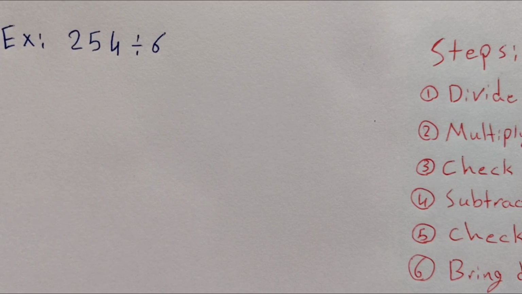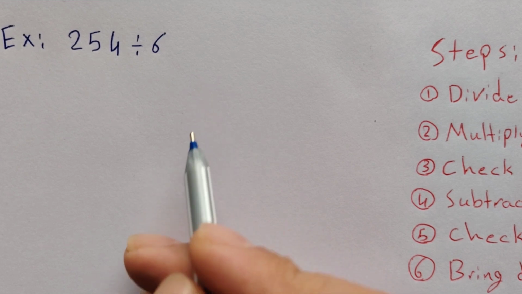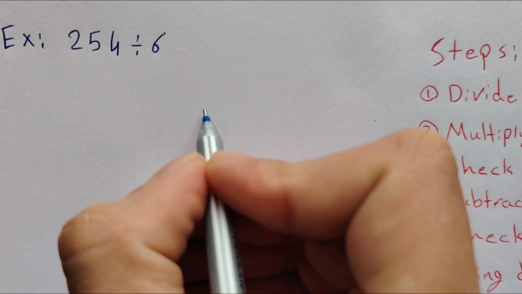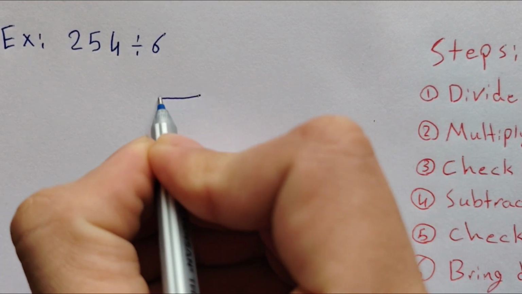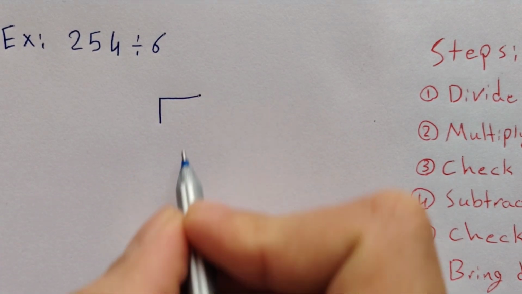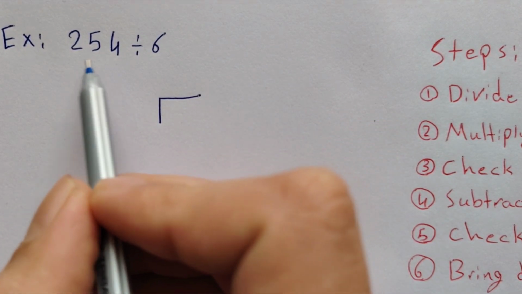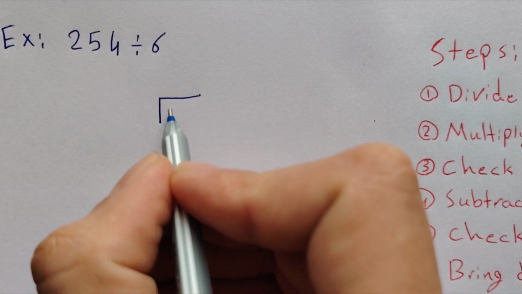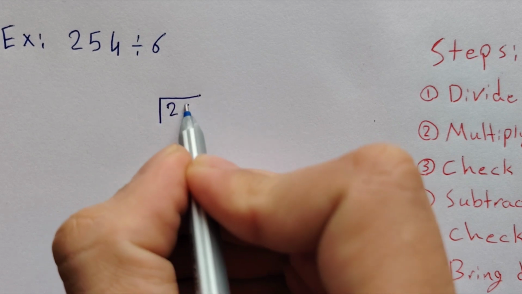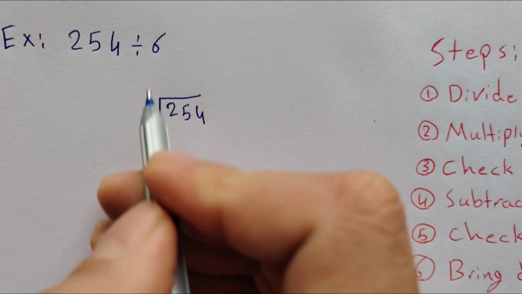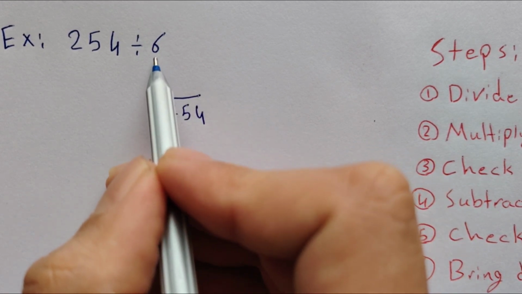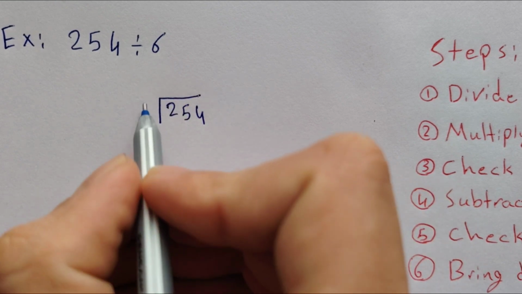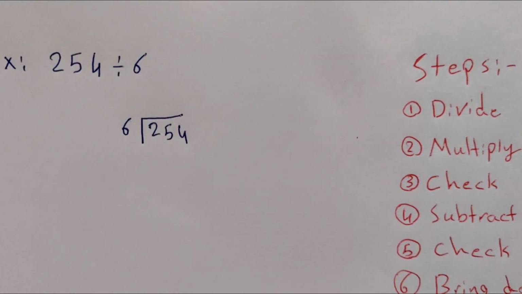Now we have an example, 254 divided by 6. First, when the numbers are big like that, we directly write it as a long division. So this is the long division symbol. This number, we call it dividend. The dividend will come inside the long division, so it will be 254. This one we call it divisor, means we divided by that number, so we write that one outside.